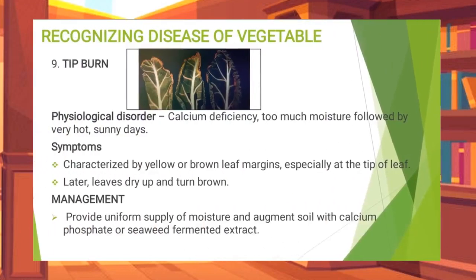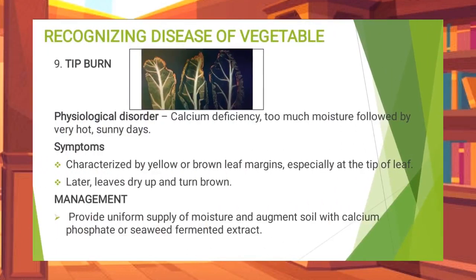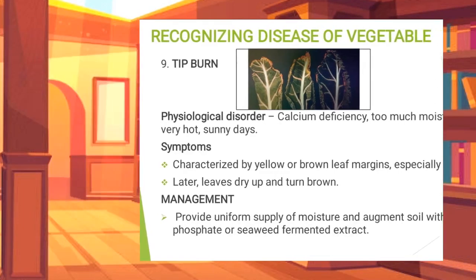So, number 9 is tip burn. So, physiological disorder niya is calcium deficiency, too much moisture, followed by very hot and sunny days. So, symptoms characterized by yellow or brown leaf margins, especially at the tip of leaf. So, wala siya nasunog sa kilid-kilid niya. So, saan siya pag-manage? So, provide uniform supply of moisture and augment soil with calcium phosphate or seaweed fermented extract.